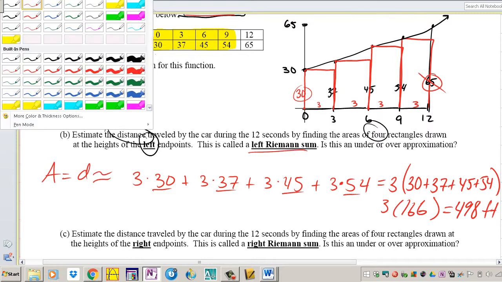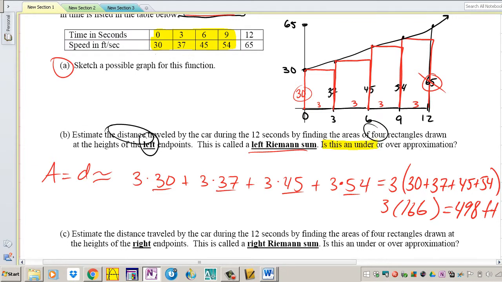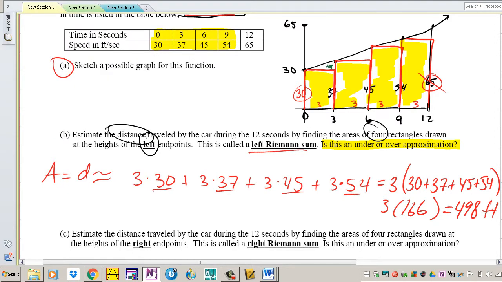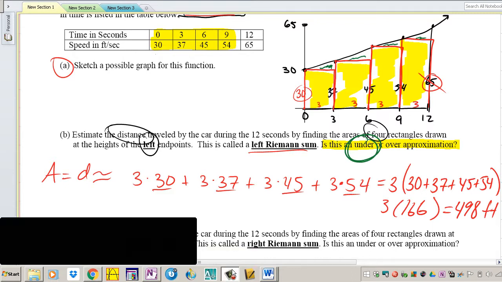Now let's look at the follow-up question behind that. Is this an over or under approximation? What do you guys think? If I highlight all this area of the rectangle, is it an over approximation of what the true area would be, or is it an under approximation? And if you notice, there's still some area in between here. So that means that we actually have an under approximation. Let's go ahead and go to letter C.